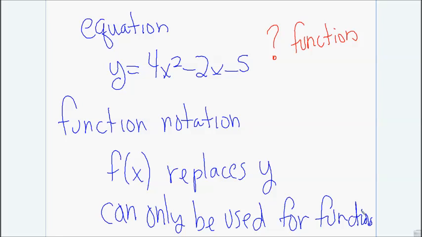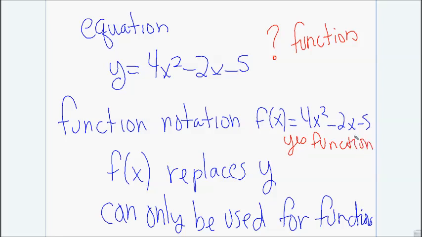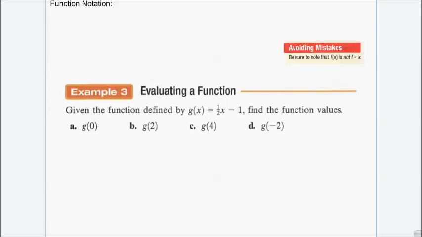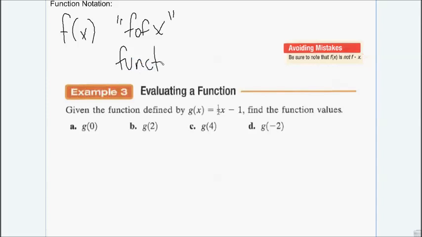Okay, so using function notation, I would have f of x is equal to 4x squared minus 2x minus 5. And because it's in function notation, it is absolutely a function. It has to be. I can't use function notation unless it is a function. So function notation, we use f and then parenthesis x, and that's read f of x, which means it is a function of x. Okay? It does not mean f times x.